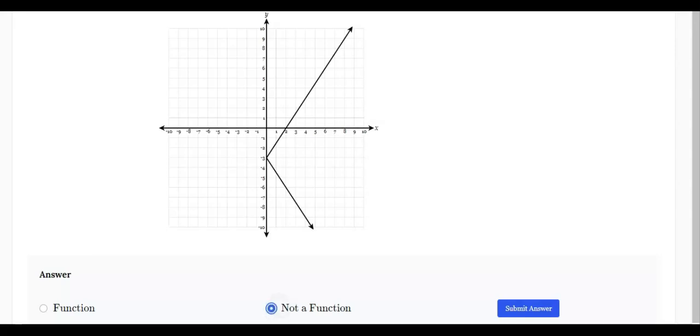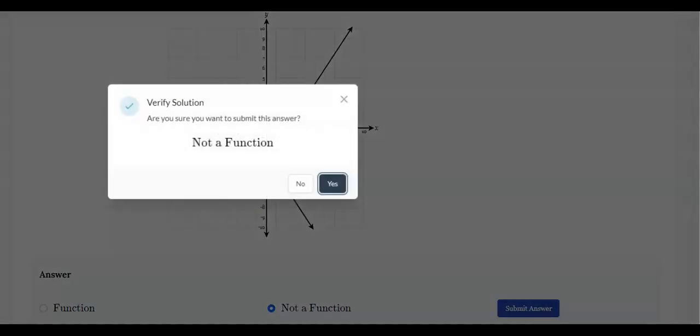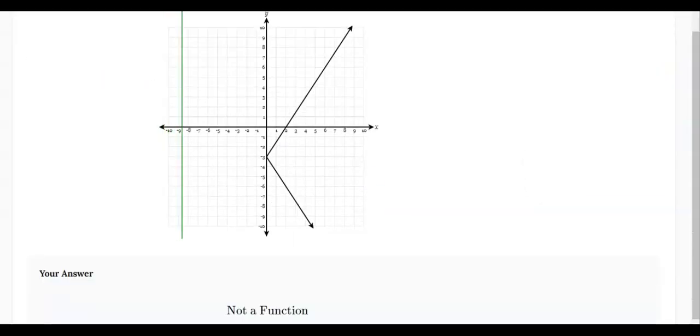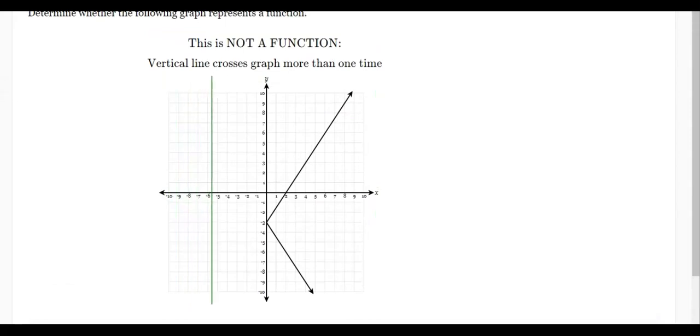So we're going to click not a function here at the bottom. And when I submit, you'll see a little animation show up. See that green vertical line? As it scans, it does touch the function in more than one location. So this is not a function.